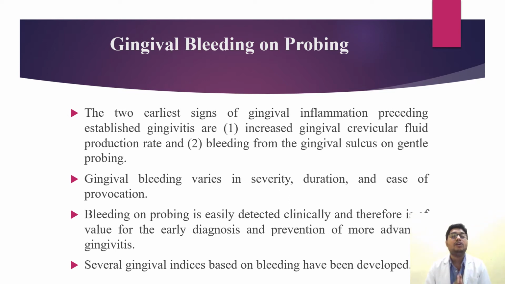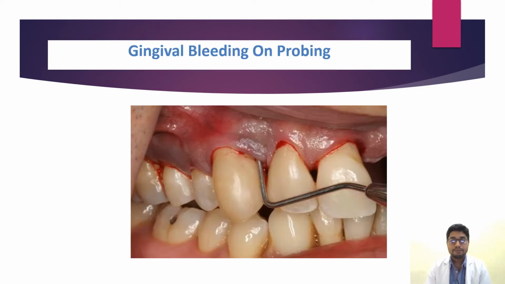Gingival bleeding on probing is another clinical finding of gingivitis. The two earliest signs of gingival inflammation preceding established gingivitis are increased gingival crevicular fluid production rate and bleeding from the gingival sulcus on gentle probing. Gingival bleeding varies in severity, duration and ease of provocation. Bleeding on probing is an easily detectable clinical aspect, and therefore it has value for early diagnosis and prevention of more advanced gingivitis. Several gingival indices also exist for this kind of probing method. This is a picture of probing. While you are probing, see the bleeding over the interdental areas.